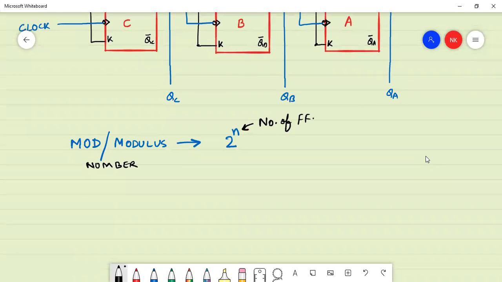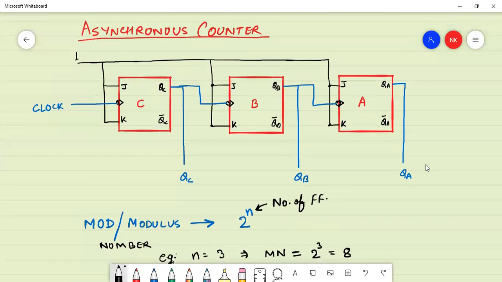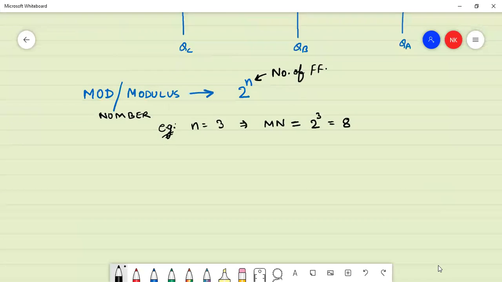If we have 3 flip-flops, as we have taken here for example, n is equal to 3. So the mode number will be 2 to the power 3, that is 8. So the counter having 3 flip-flops, whatever we have drawn here, has mode number 8. What does the mode number represent? The mode number represents the total number of states.